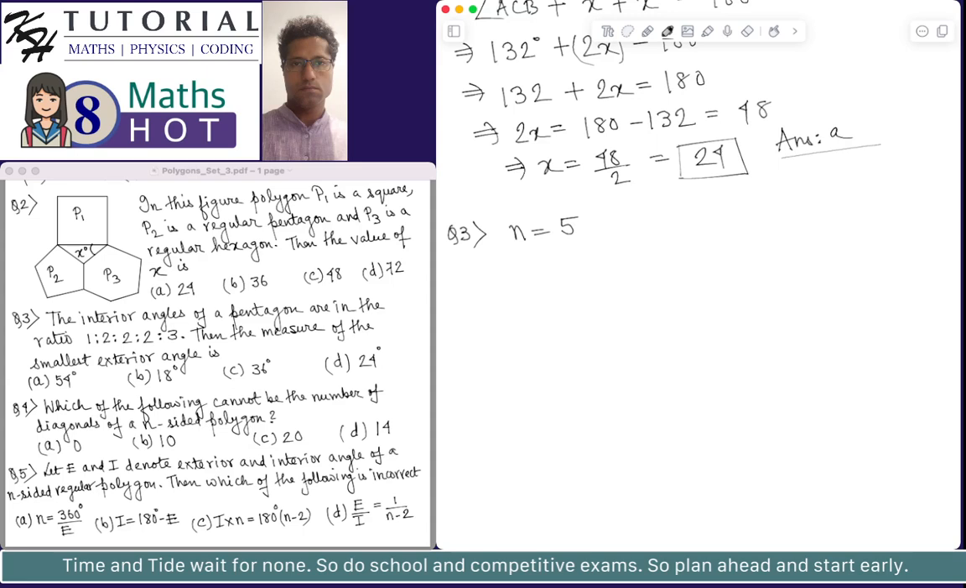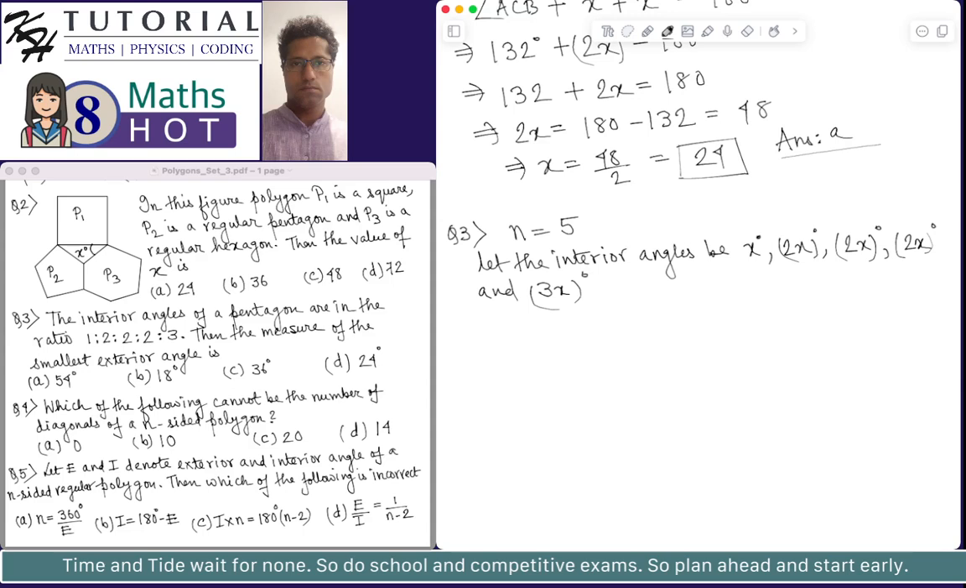So let the interior angles be x degree, 2x degree, 2x degree, 2x degree, and 3x degree. Based on the given ratio, we are assuming that the interior angles of the pentagon are x degree, 2x degree, 2x degree, 2x degree, and 3x degree.